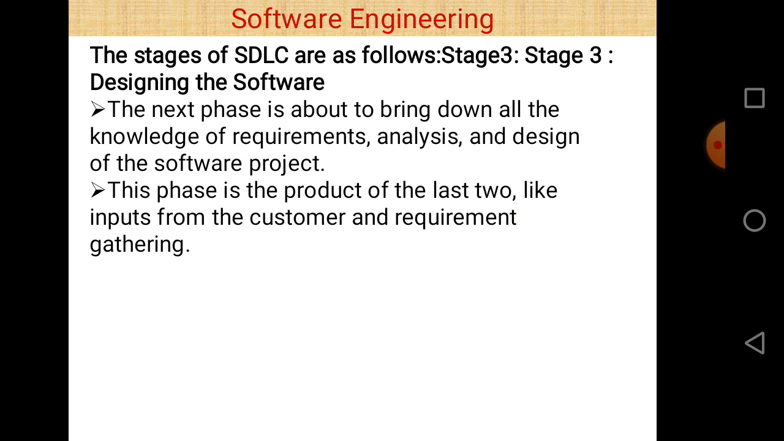Next is phase third, designing of a software. Designing, we can say that it is the blueprint of a software. So after defining the software requirement, then comes design of the software. This is stage 3. In this stage, our next phase is about to bring down all the knowledge of the requirement analysis and design of the software project. This phase is the product of the last two kinds of inputs. So in this, a blueprint of the software can be designed. So it is all about designing of the software.